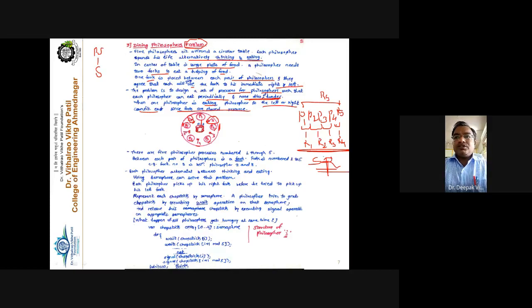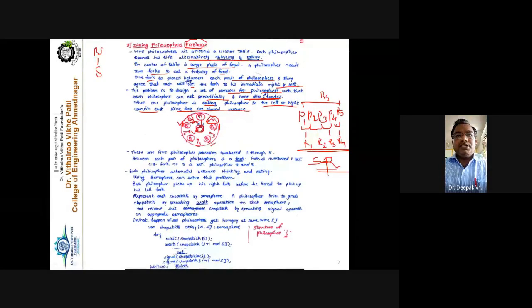Getting this point? So we have to see that when P1 is trying to use that resource on its left and right side, P2 and P5 have to wait. When P5 is in a running state, meaning when P5 executes, it will take this particular fork 1 and 5. So at the same time, P1 has to wait and P4 has to wait. Getting my point or not?